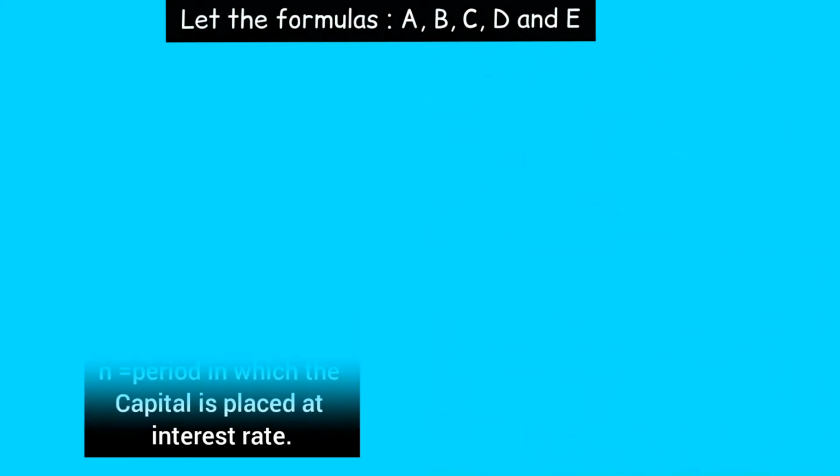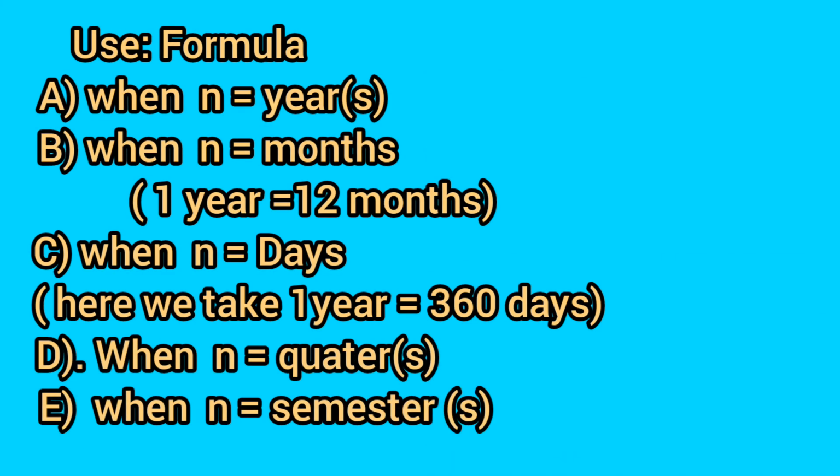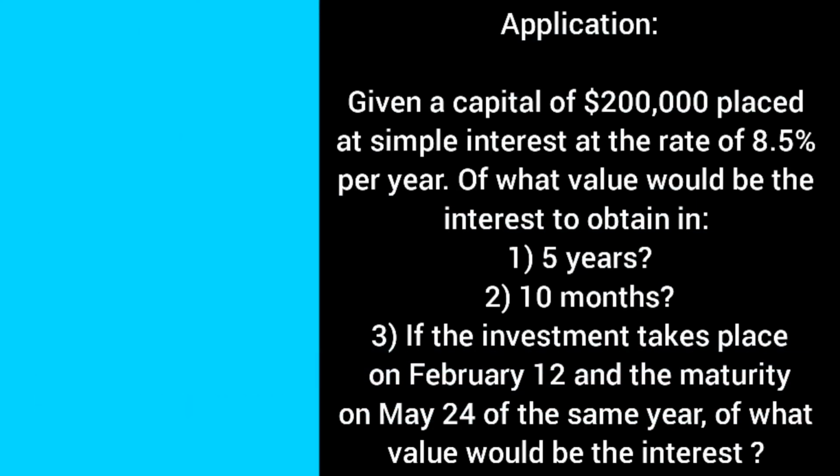Use formula A when N is in years, B when N is in months, C when N is in days. Note that here a year is considered to have 360 days. D when N is in quarters, and E when N is in semesters. Application: given a capital of $200,000 placed at simple interest at the rate of 8.5% per year.